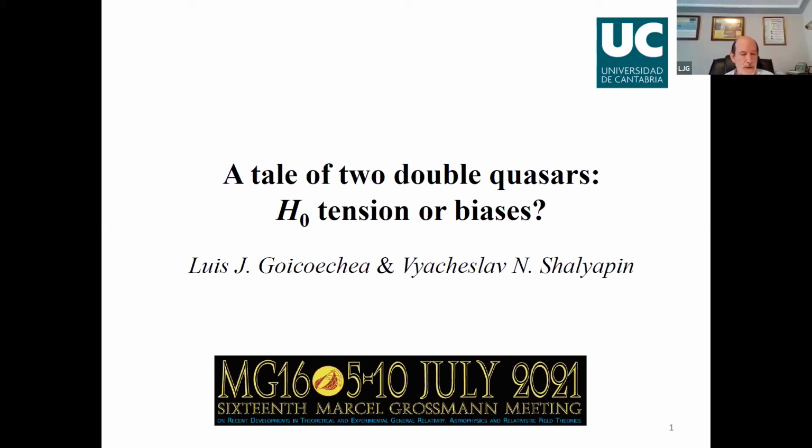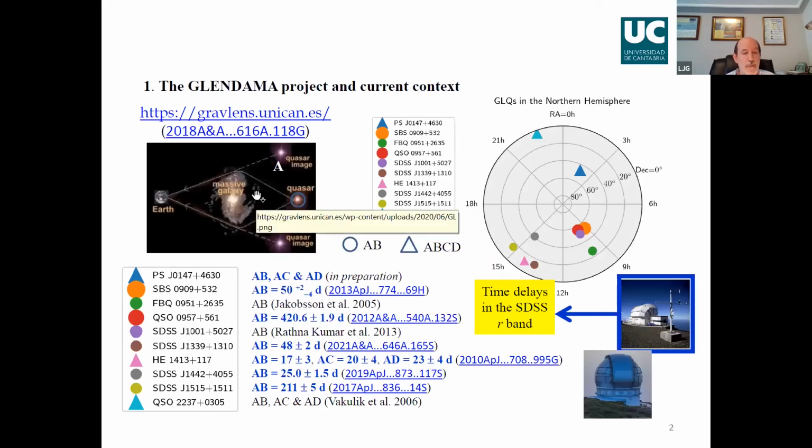Okay, good afternoon, everybody. In this talk, we present a preliminary time delay cosmography from 2 double quasars in the GLENDAMA sample. The GLENDAMA project aims to accurately study a sample of 10 gravitationally lensed quasars in the northern hemisphere over a period of about 25 years, basically covering the first quarter of this century. The sample includes 7 double quasars with 2 images, A and B, and 3 quads having 4 quasar images that we call A, B, C, D.